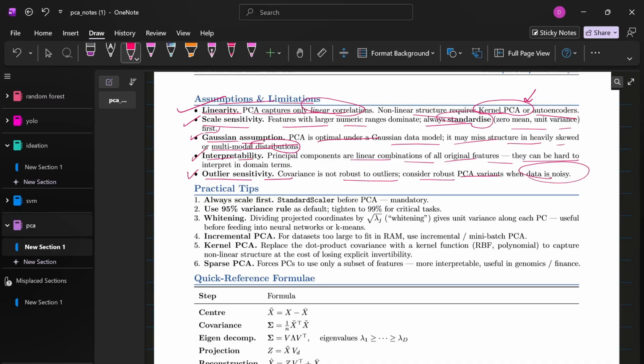Now here are some tips while using PCA. So you can go through them. It's about the 95% variance rule. It's about scaling your data first, and whitening. Tip 3 is about whitening. After projecting your data, you divide by the square root of the eigenvalues. This gives every component equal variance, which is helpful before feeding the data into a neural network or K-means clustering. Sorry, not KNN. Okay, then we have tips about massive data sets, and how PCA helps to compress them. Yeah, so here are some tips related to it.